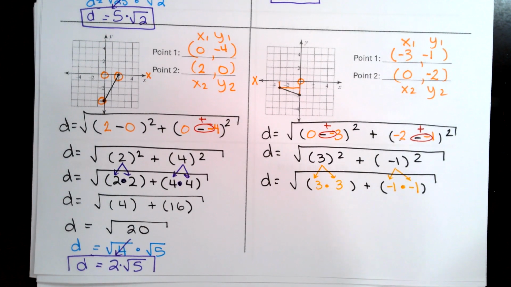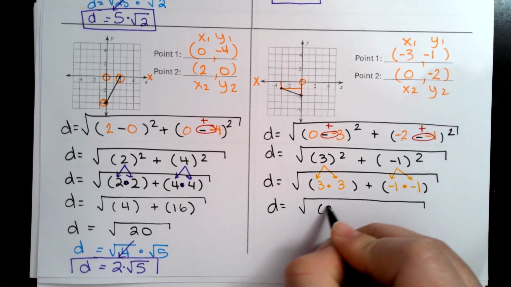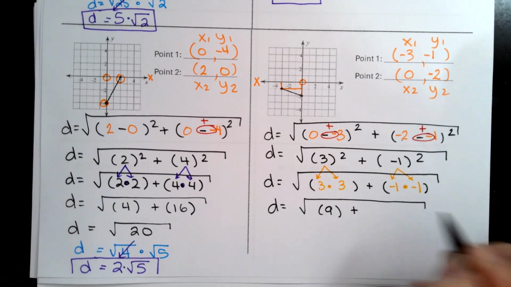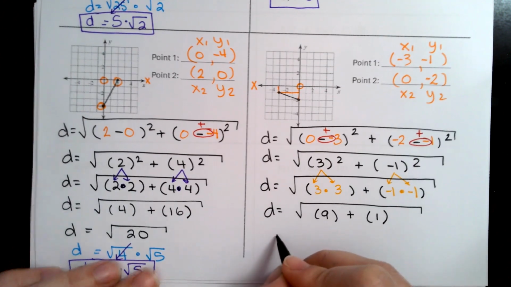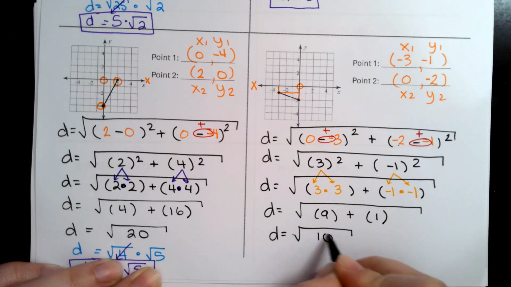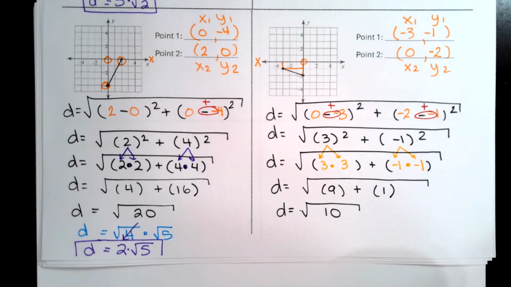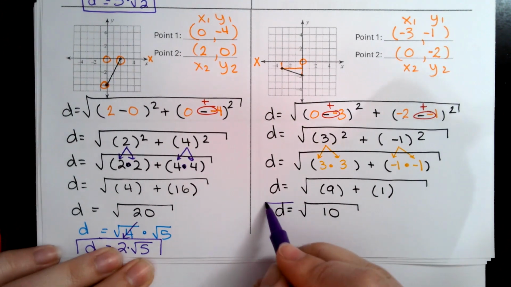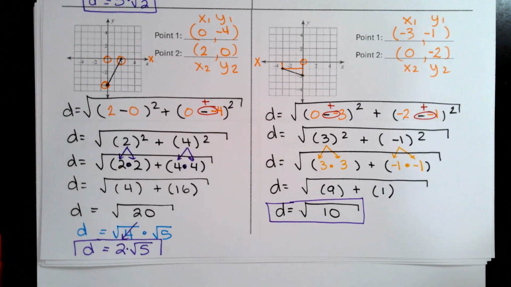So 3 times 3 is 9. And -1 times -1 is +1. That means D, the distance, is equal to 9 plus 1 is 10. And 10 is one of those things that cannot be simplified. We can break it apart into 5 times 2, but 5 cannot be simplified and 2 cannot be simplified. So that means root 10, the square root of 10, is your answer.